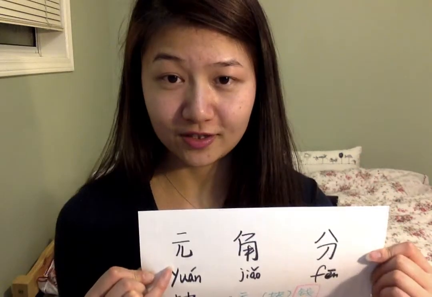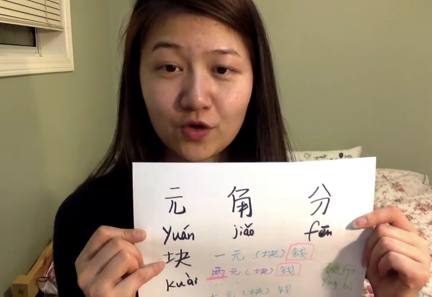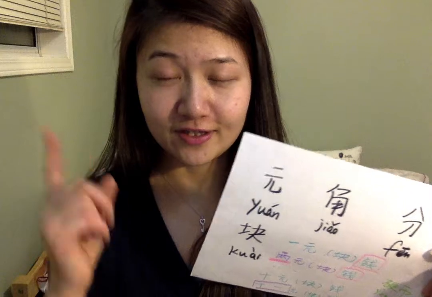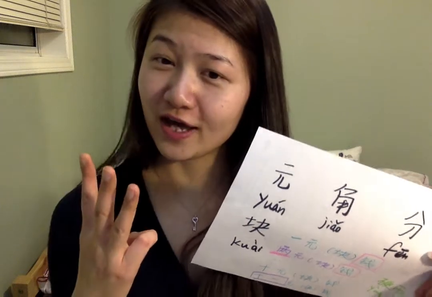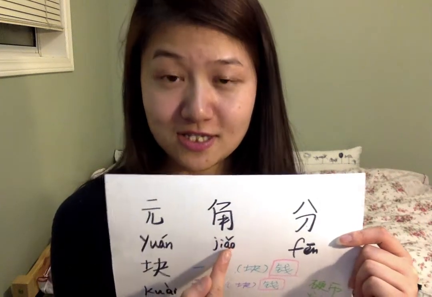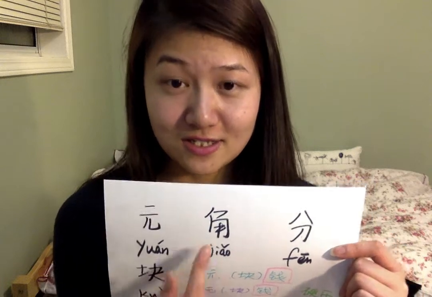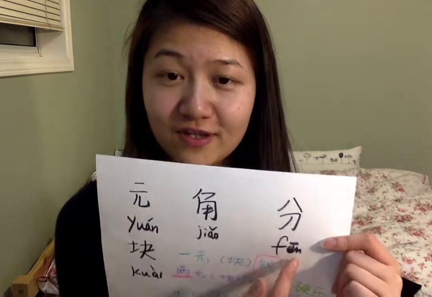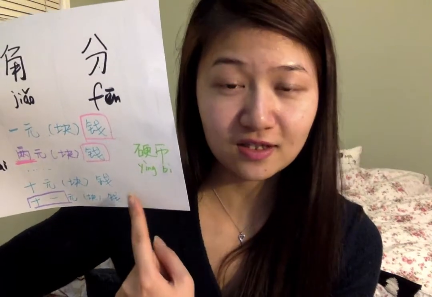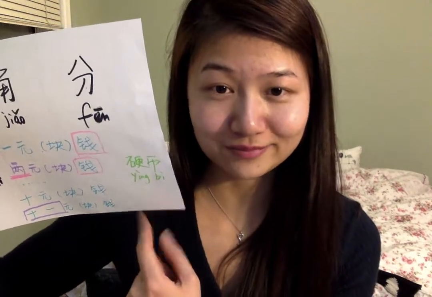So let's review again. Yuan, 块, 1元, 1块, 2块, 3块. And this is 角 means cents. 角, 分. And then 硬币. Perfect. Okay. So next part, we're gonna learn something about time.